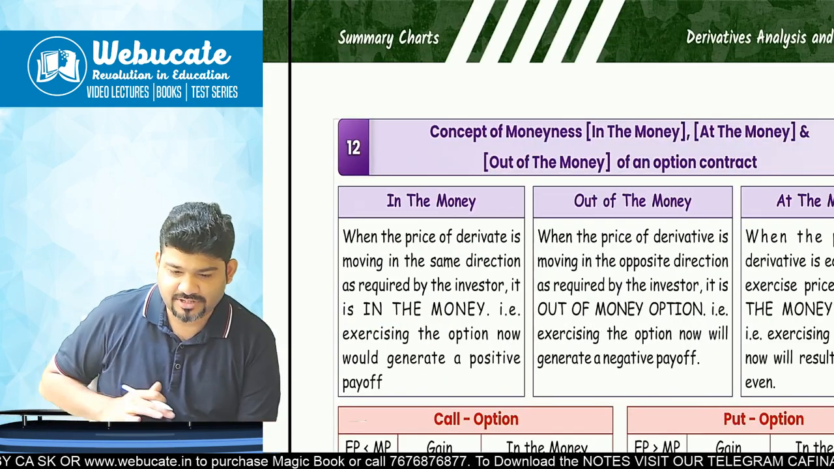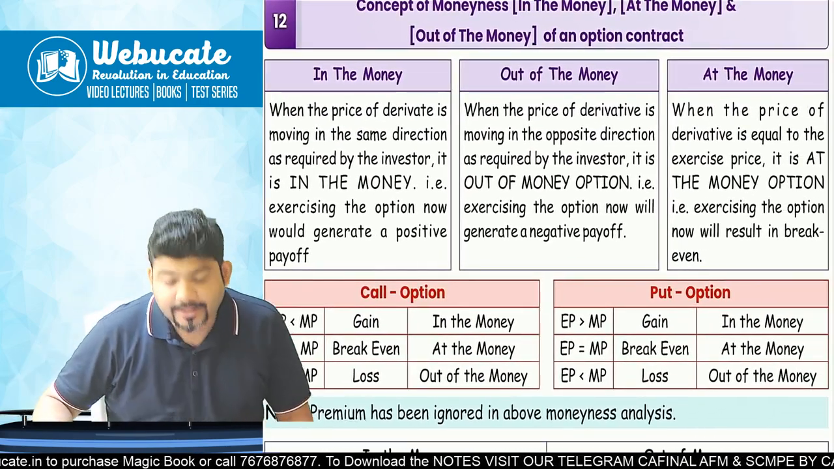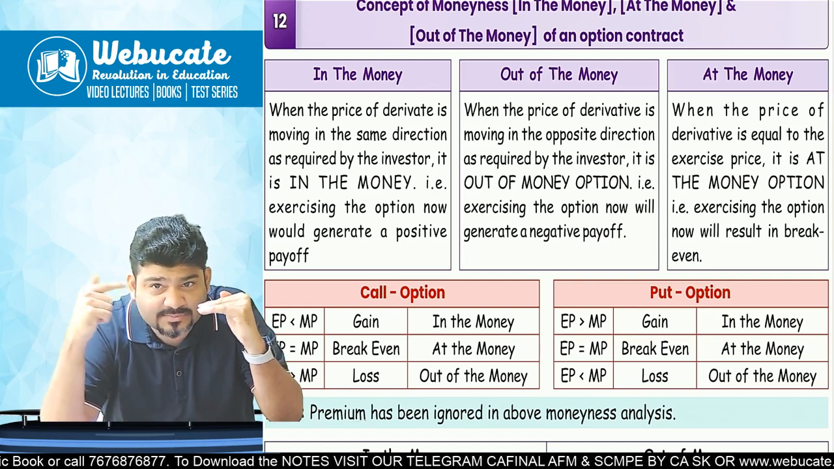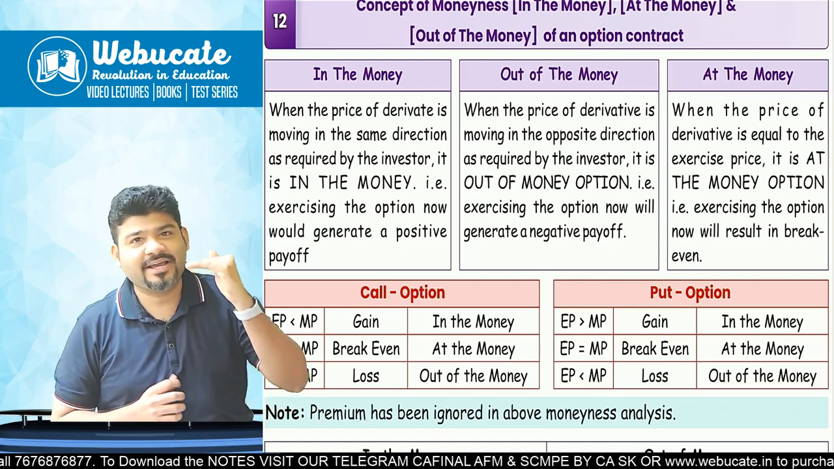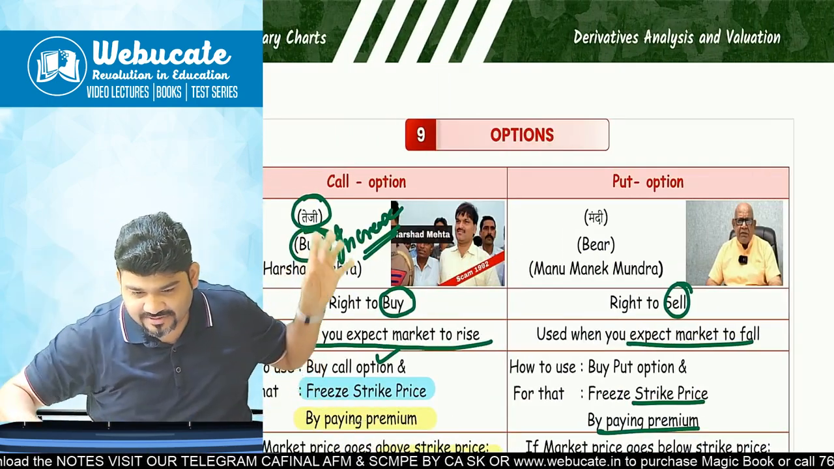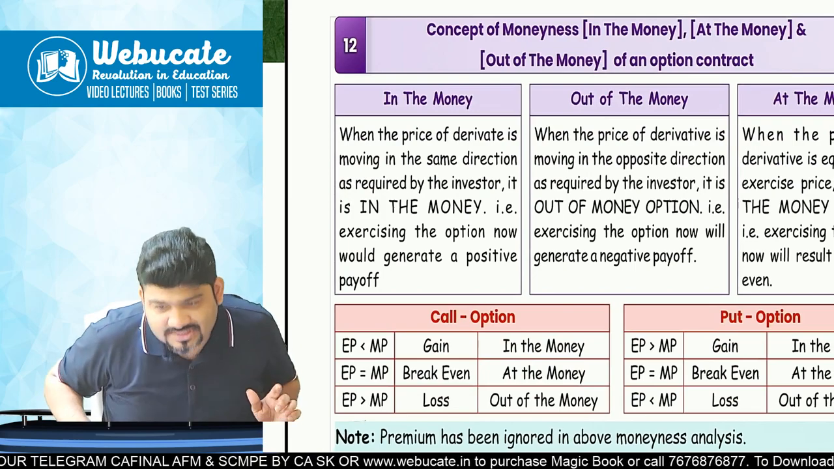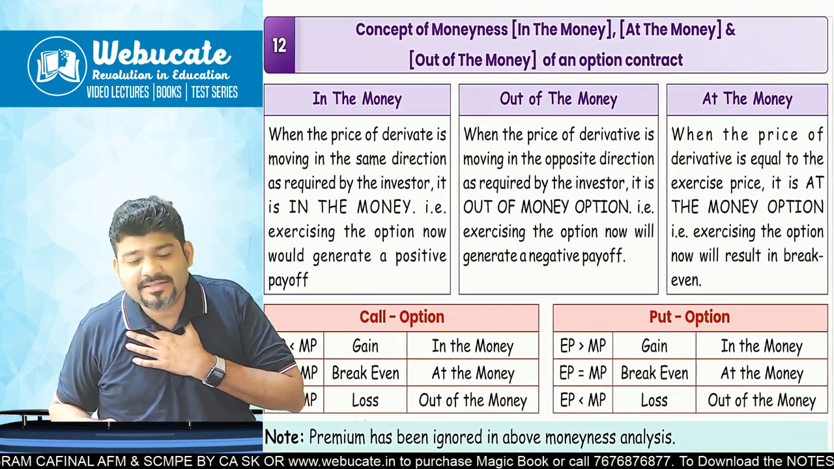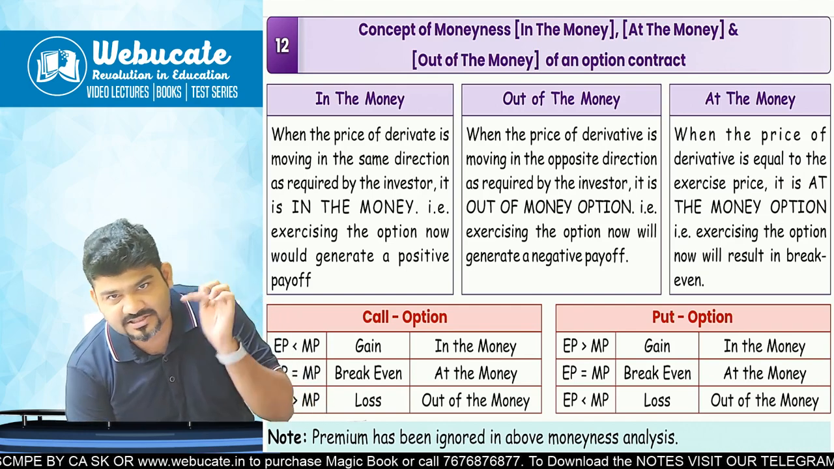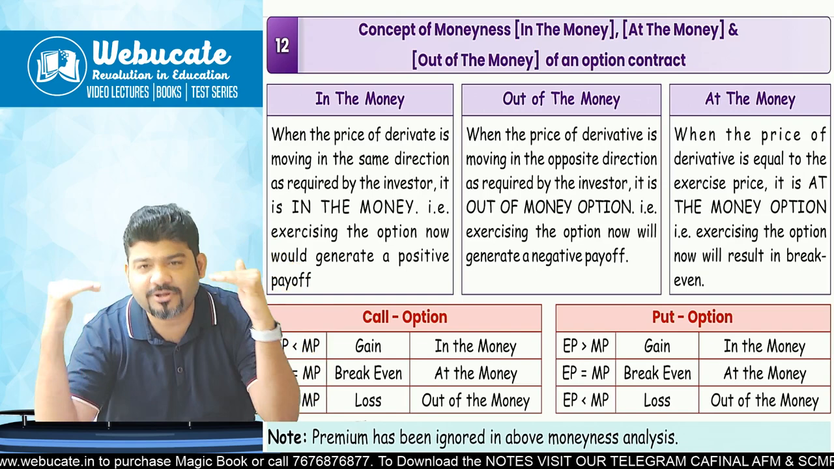Okay? Now we move on to the next concept, and that is in the money, out of the money and at the money option. So, what is in the money? Be clear with this, guys: with a call option, you expect the market to rise; with a put option, you expect the market to fall. If the market is going as per your expectation, it means that the option is in the money. And if the market is not going as per your expectation, it is out of the money. If it is exactly at the level you are expecting, then it is at the money.